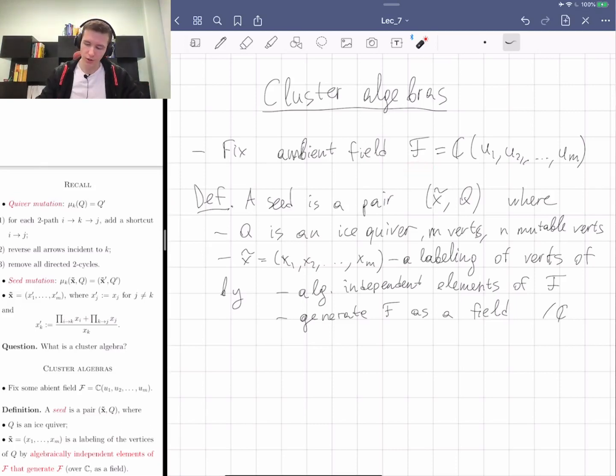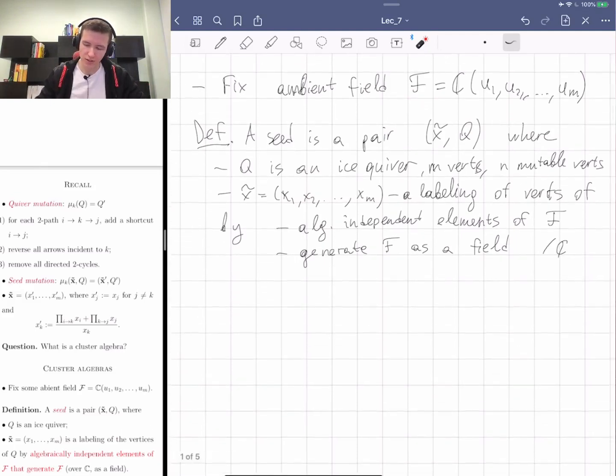Those of you who know about field extensions and stuff like that should be very comfortable with this notion here. So that is what I actually mean by a seed. So there's always this kind of ambient field.